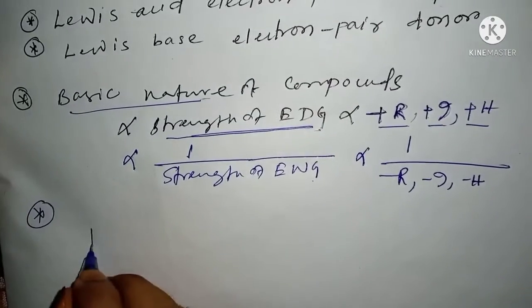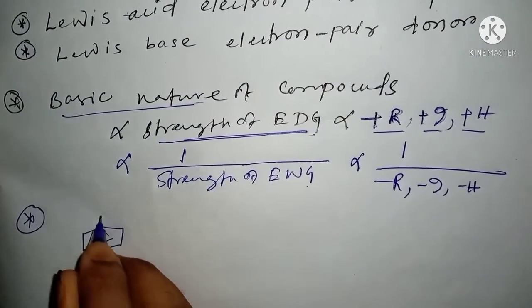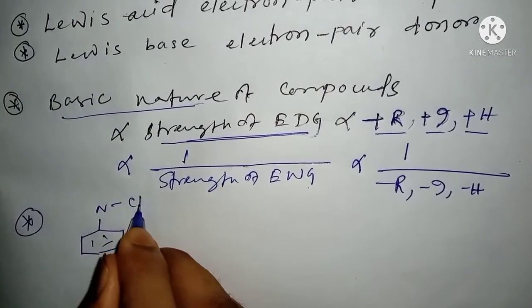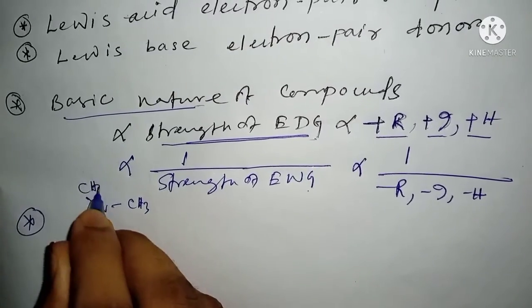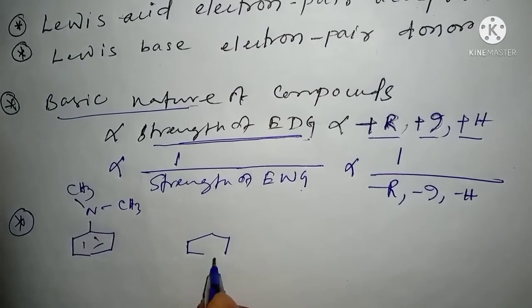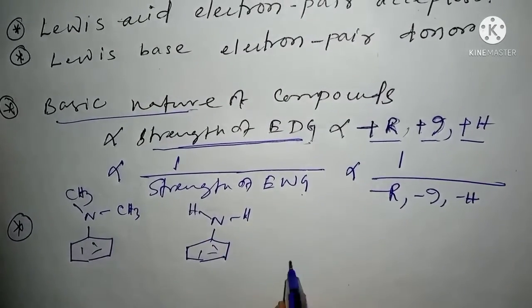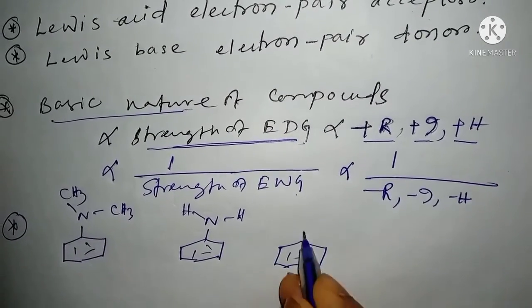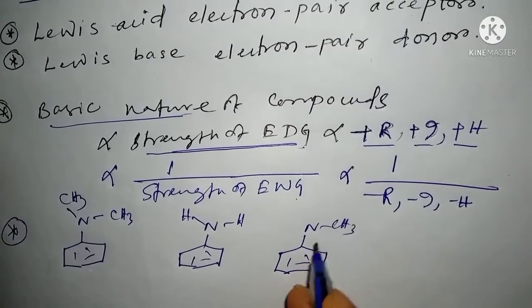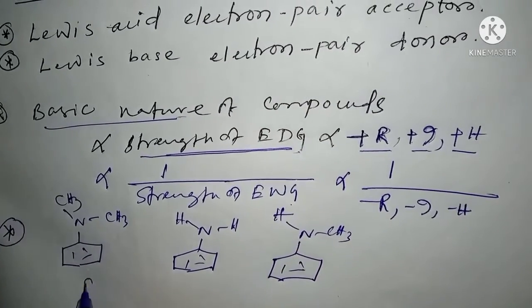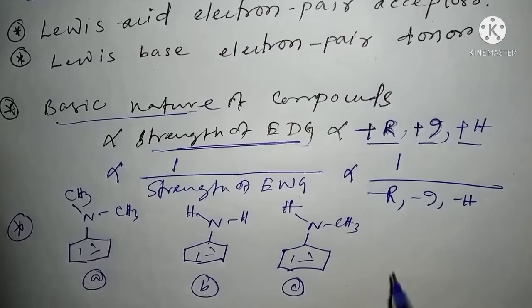In the case of this compound, N with CH3 and CH3. Second, similar N with H and H. And the third is N with CH3 and H. Order of basicity of A, B, C.